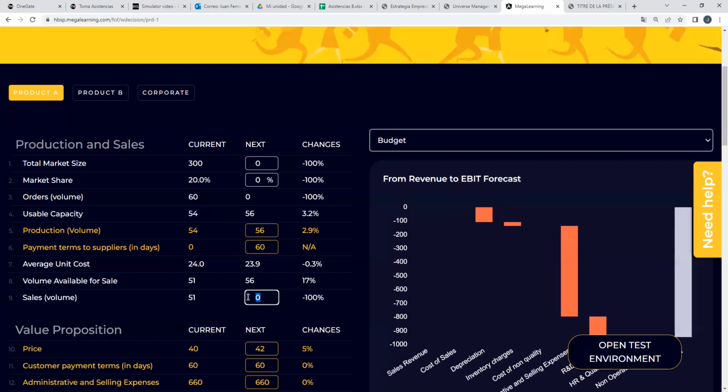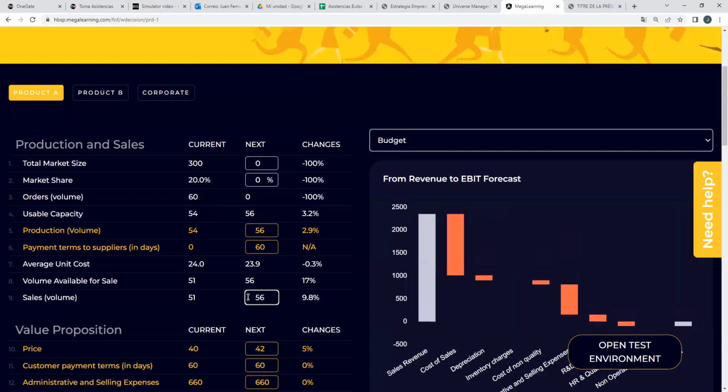sales volume. I'm going to put here a big number, 500. I cannot sell 500. I can only sell 56 units. This means that I don't have any inventory of product A. Because if I can produce 56 units and I can sell 56 units, it is because I don't have inventory. When you have a difference there, the quantities that are the difference are your inventory.